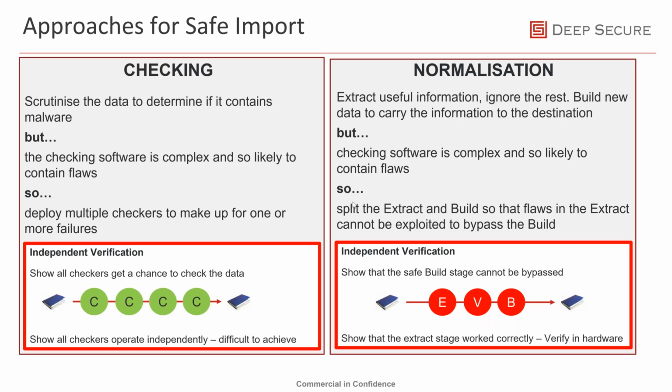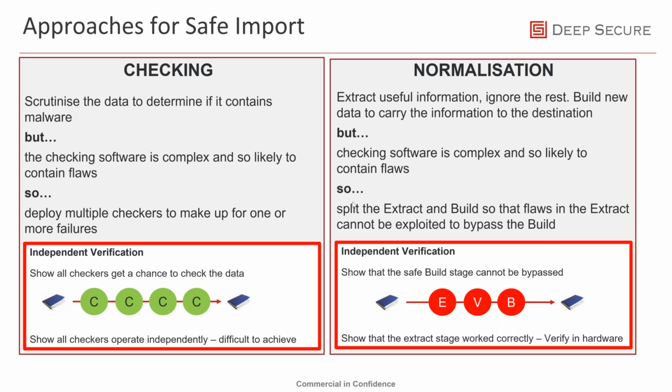When it comes to stopping malware, which is the key problem here when you're trying to do safe data import, there's a couple of different approaches you can take. One is to scrutinize the data to see if it contains anything bad. But this is actually quite difficult, especially when you're dealing with complex data formats, the sort that are exchanged today. It requires some complex software to check that data. And the problem with complex software is that it will inevitably have flaws in it, and so it could go wrong. You could end up missing the malware, or it could be exploited by an attacker to turn off those checks. To get around this, you can run multiple checkers just in case one or more goes wrong.